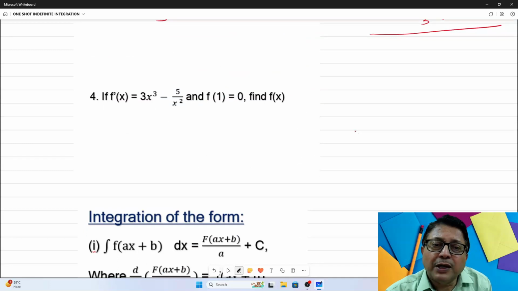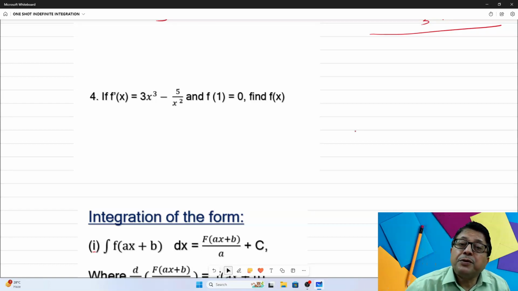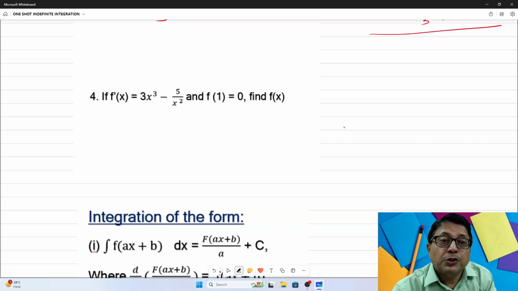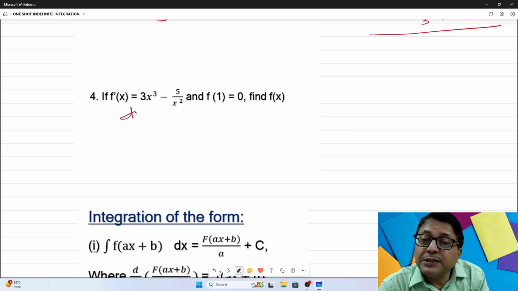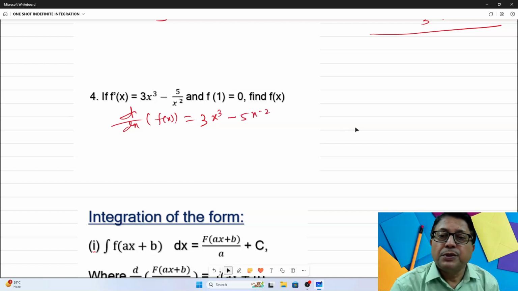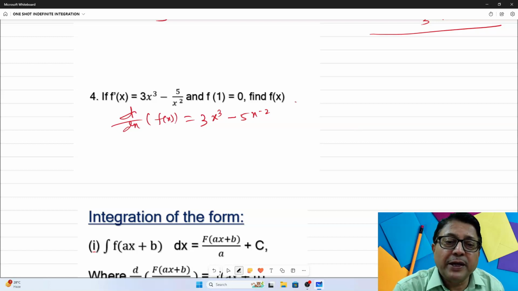And for the fourth one, if you want to integrate, here it is f dash x given and f1 equal to 0 given. Whenever this kind of condition is given, it is going to be a particular solution. Only one curve you will get after integration. So you just write this as d/dx of f(x) equal to 3x cube minus 5 x to the power minus 2. 1 by x square is x to the power minus 2.